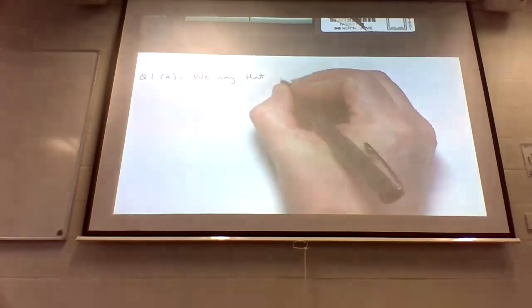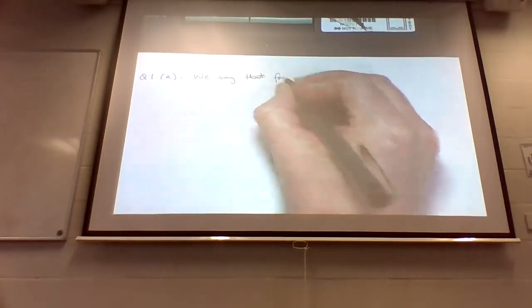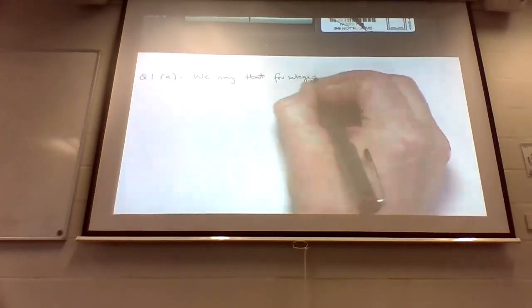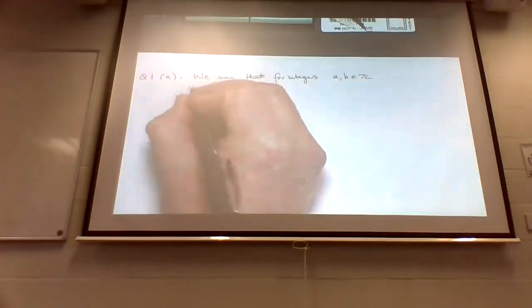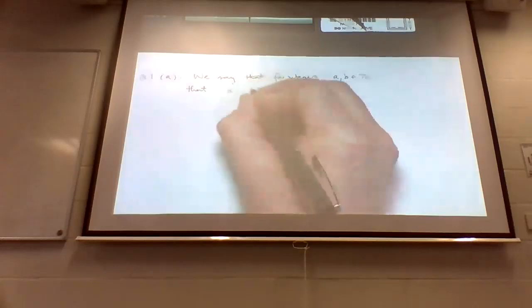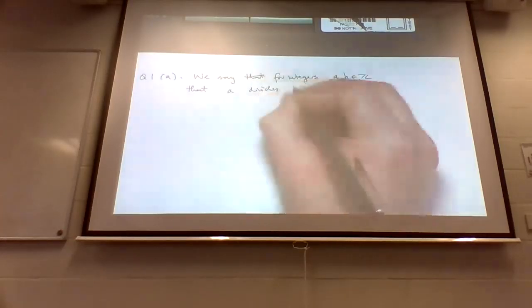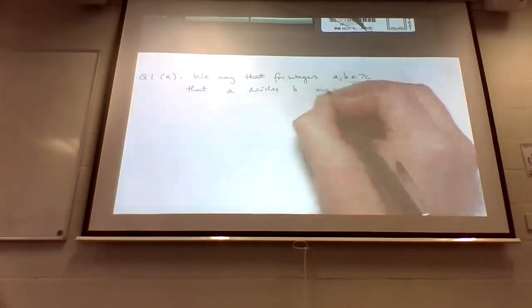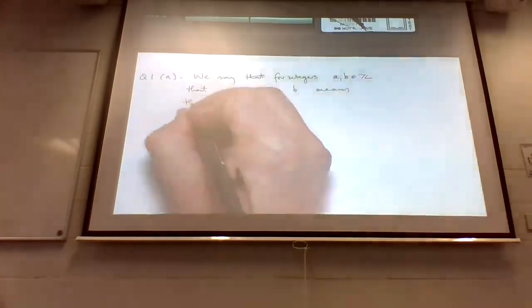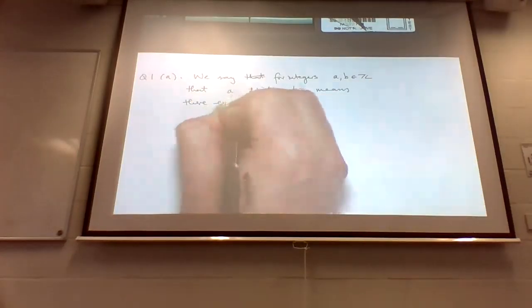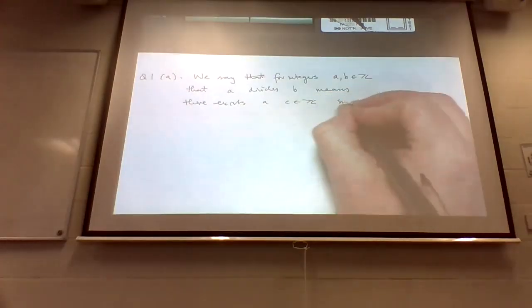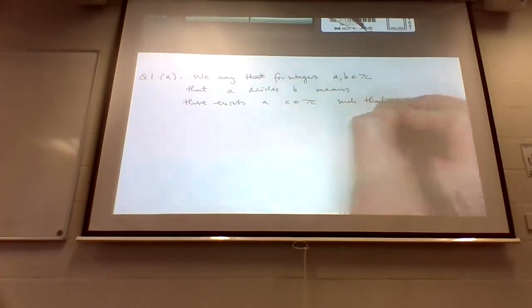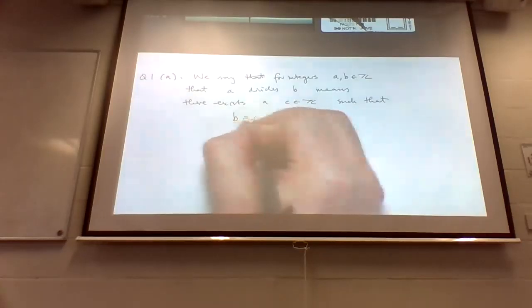So we say, for integers A and B, that A divides B means there exists another integer C, in Z, such that B is equal to AC.